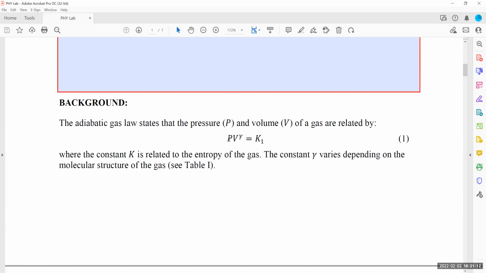So we plug in here: P final times (V initial over 2) to the power gamma equals P initial times V initial to the power gamma. Obviously, V initial to the power gamma from both sides cancels, and you will be left with P final over 2 to the power gamma equals P initial, times nothing, because V initial to the power gamma canceled. You guys understand what I'm talking about or not?